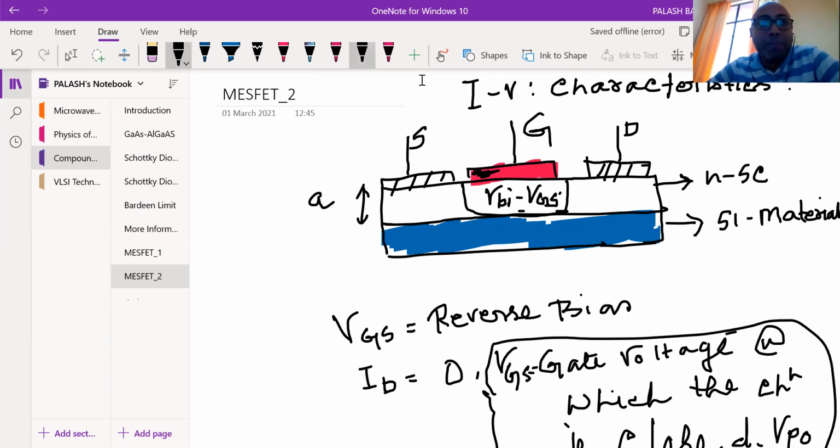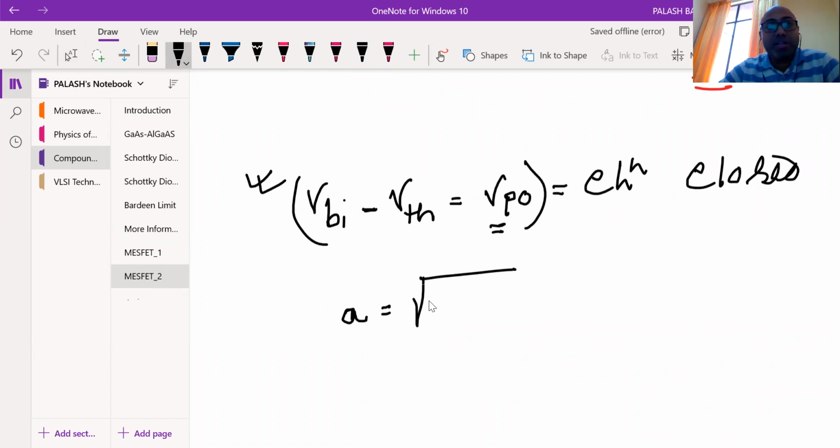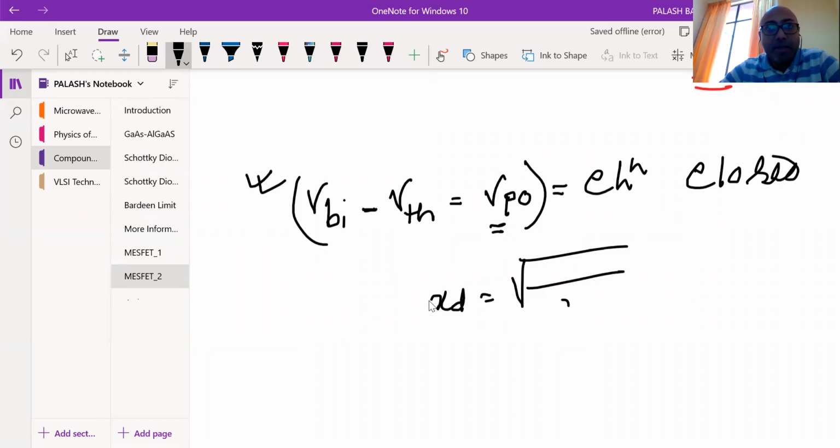So what is my pinch off voltage? We know the formula, right? Just think about our formula for A under root. Please tell me what is the value. You know that formula, no? For the PN junction diode, we always write QND and epsilon into VBI, right? There is some sort of factor of 2 somewhere, so please check it. But this is a formula that we always write, no?